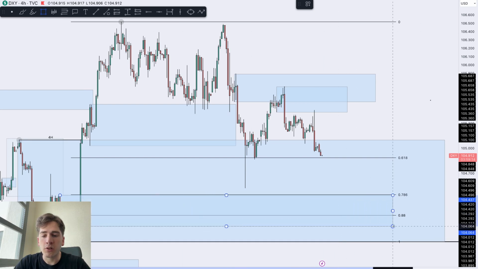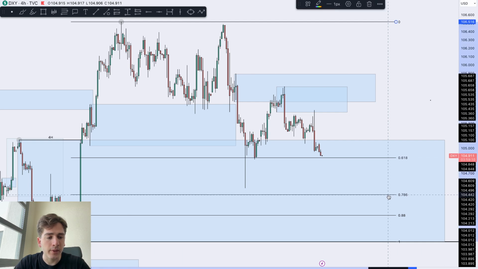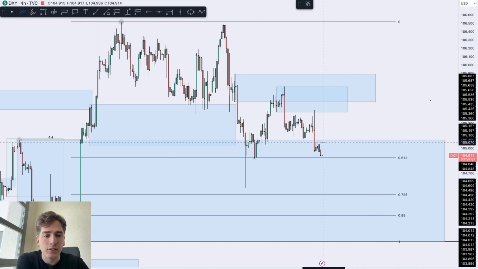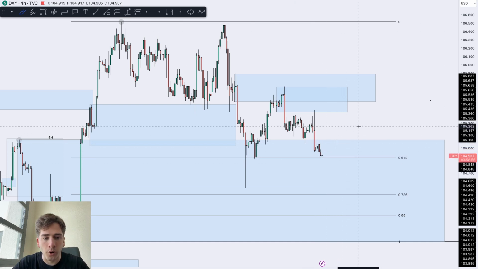So still expecting lower prices from the dollar index as long as this overall bearish order flow holds. I'm just going to be focusing on this area of demand for now, around that 786 Fibonacci retracement level, around 104,442. So still looking for further downside from the dollar index as long as this bearish order flow continues. Let's keep an eye out for the rest of the day. This overall buy before the sell could cause price to push down lower.